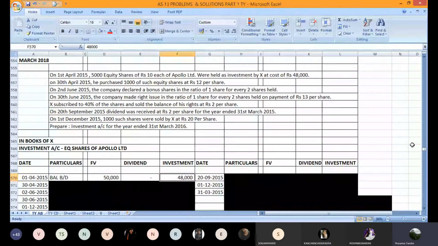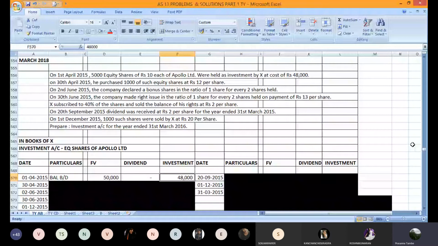Then on 30th April, there is a purchase of equity shares. 1,000 equity shares are purchased, where the price of the share was 12 rupees per share. So 1,000 into 10, 10,000 is your face value, and 1,000 into 12, 12,000 is your cost of purchase.